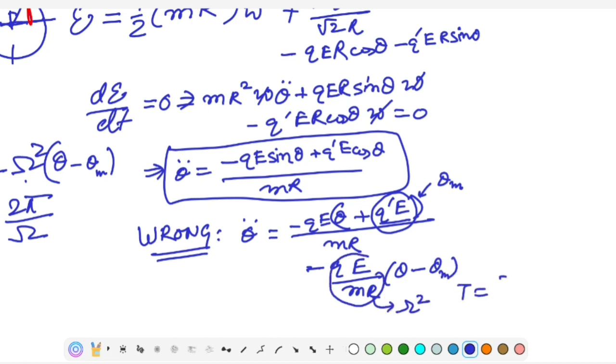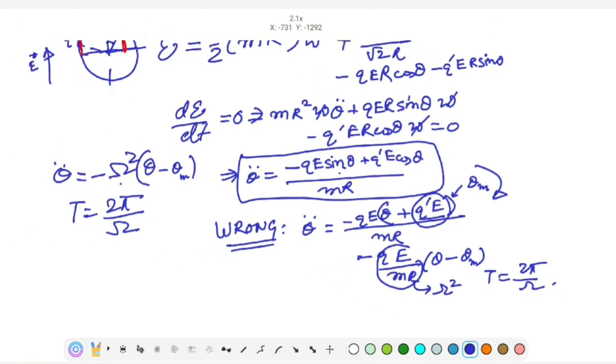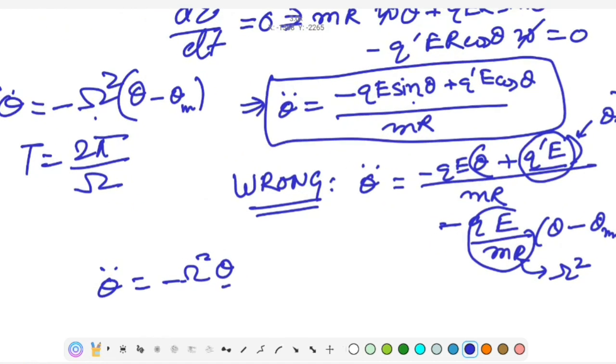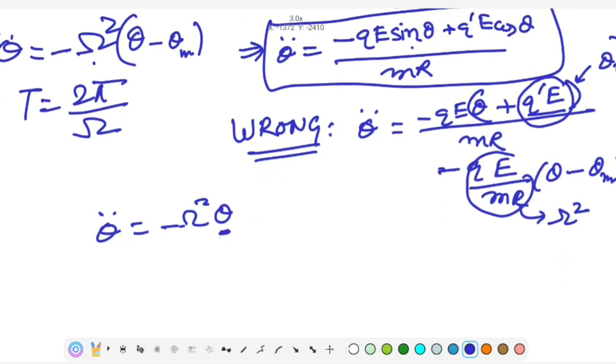So they will think that this is omega square, so time period is 2 pi by omega. But this is wrong. Why is it wrong? Because here sin theta is not small. When theta is not small, we cannot approximate sin theta to be equal to theta. Since here theta is not small, we are doing something wrong. And the equation of SHM, theta double dot equal to minus omega square theta, holds where theta is the small angular displacement from the mean position. It is not defined for large displacements.